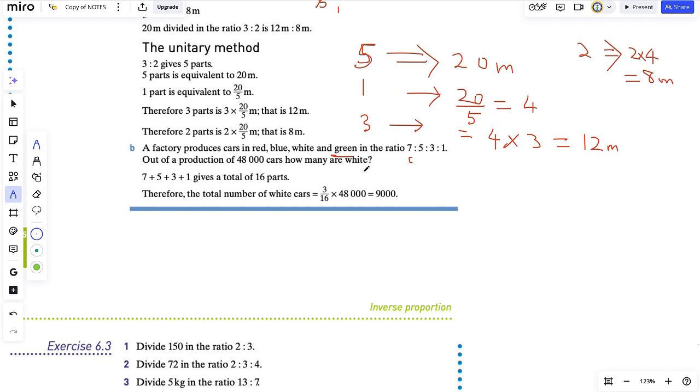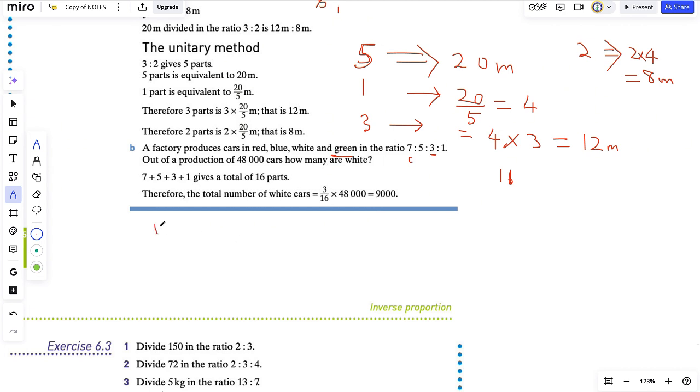So you look for where white is in the list. First one is red, second one is blue, third one is white, which means the third number is white. White is 3. So first you add all the ratios together. 7 plus 5 is 12, plus 3 is 15, plus 1 is 16. So the sum of the ratio is 16.